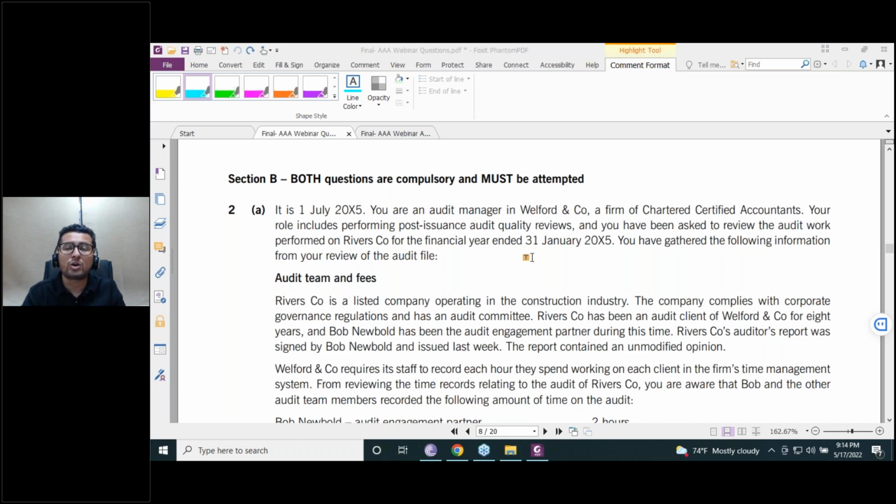Post-issuance quality control. What's post-issuance quality control? It is also known as cold review, performed by the audit firm. Why do they perform a post-issuance quality control review? In order to evaluate whether they are exercising the highest level of quality or not. So your role includes performing that post-issuance quality review, and you have been asked to review the audit work performed on the Rivers Company for the financial year ended 31st January 20x5.